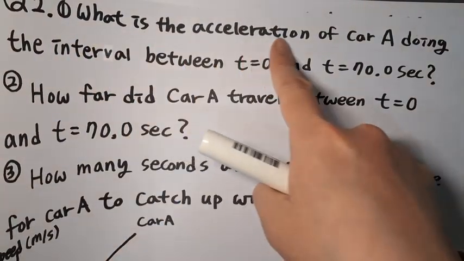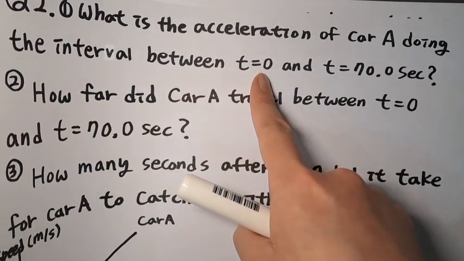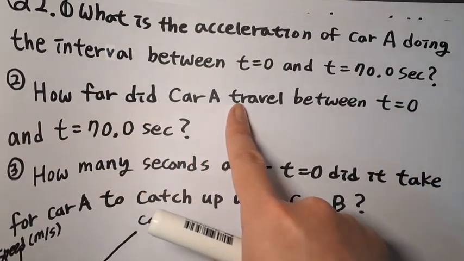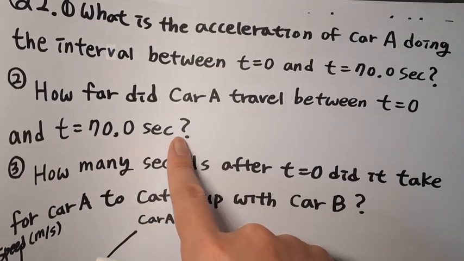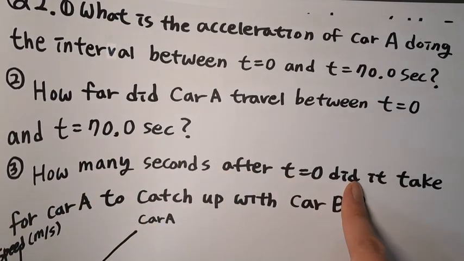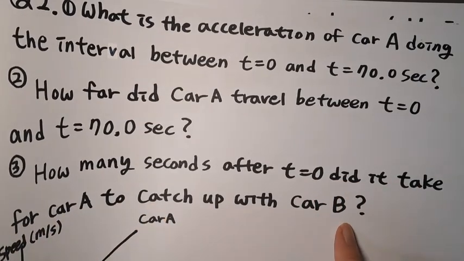What's the acceleration of car A during the interval between t0 and t70 seconds? How far did car A travel between t0 and t70 seconds? How many seconds after t0 did it take for car A to catch up with car B?